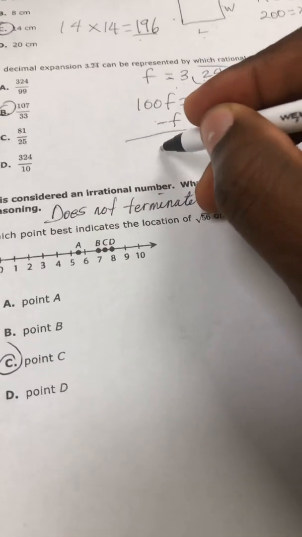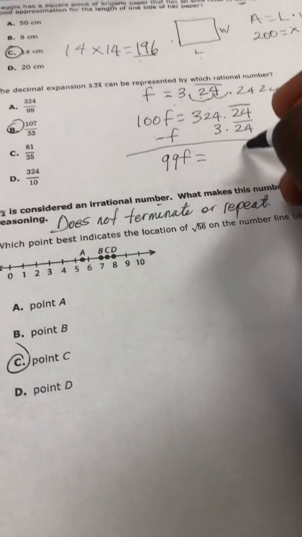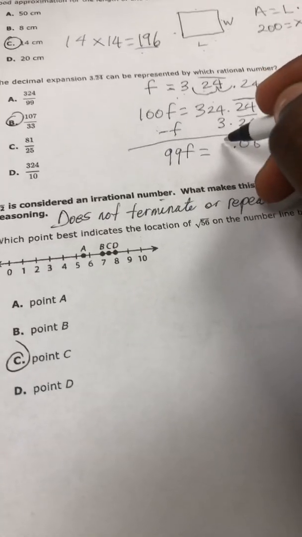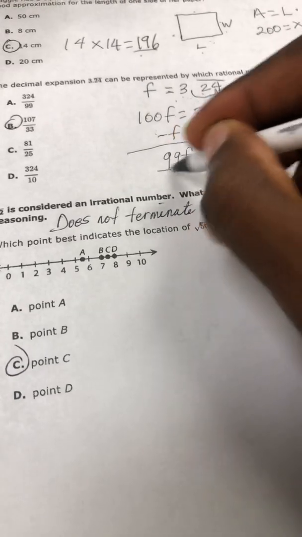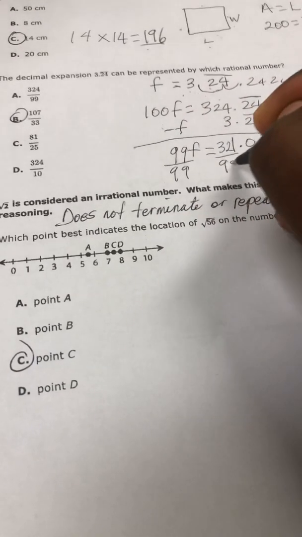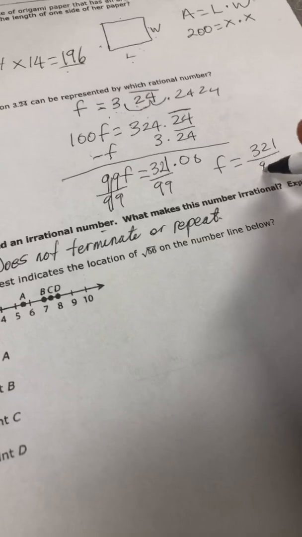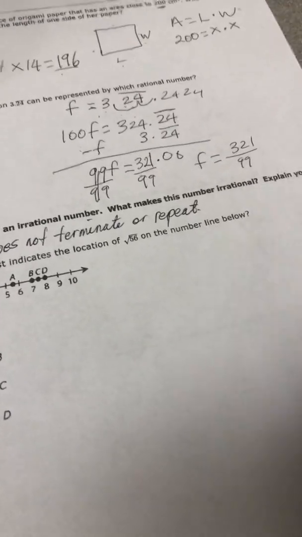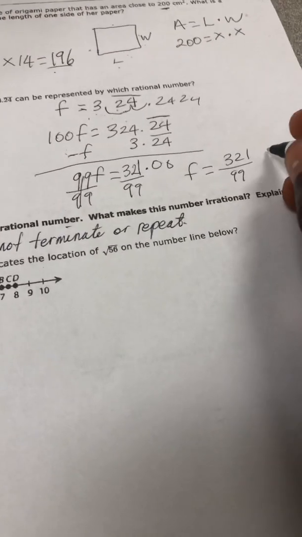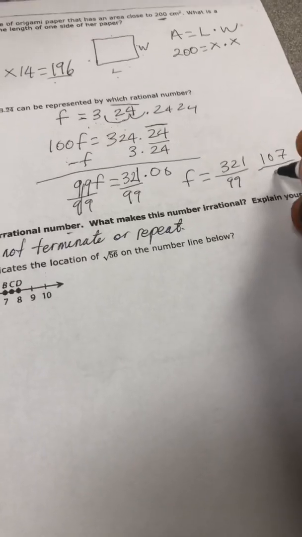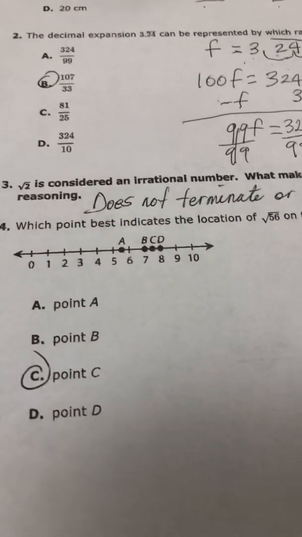So 100f minus f is 99f, which equals 324.24 minus 3.24. So that would be 0, 0. 4 minus 3 is 1. And then I have 321. So then I'm going to divide both sides by 99. I get f equals 321 over 99. I can simplify this further by 3. 321 divided by 3 is 107, and 99 divided by 3 is 33, which is how we got 107 over 33, which is B.